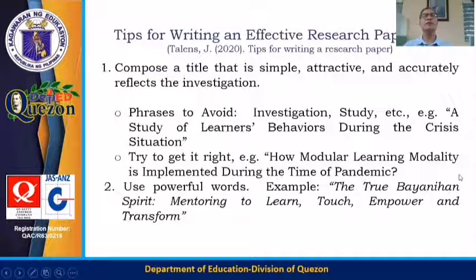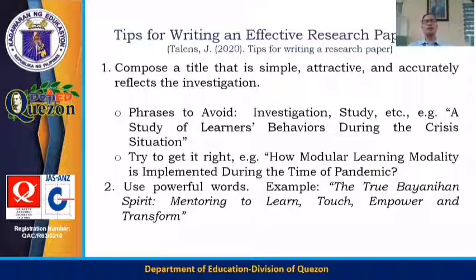What are the tips for writing an effective research paper title? This is according to Talents 2020. Number one, compose a title that is simple, attractive, and accurately reflects the investigation.